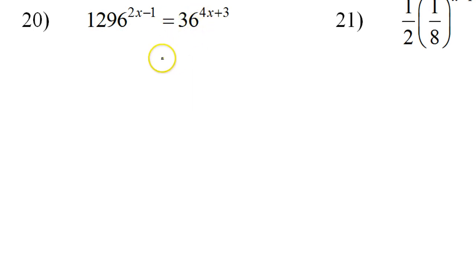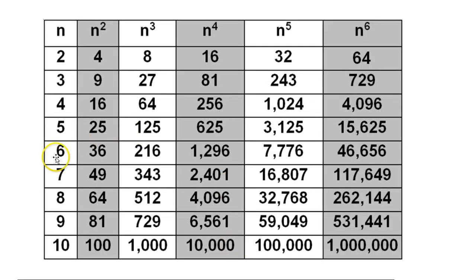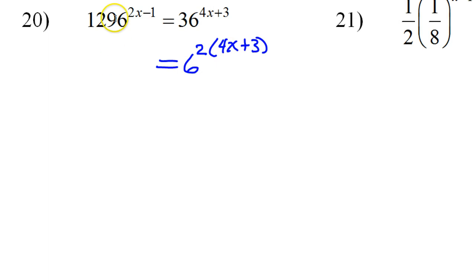Looking at the 36, and I'm thinking that's probably going to be 6 squared is the way to go. The 4x plus 3, we put that in parentheses. So 4x plus 3. Be sure to do this because we're going to have to remember to do the distributive property. Now, I'm hoping that 1,296 can be written as a base 6. Let's look at the table. All right, so there's our 6, and there's 1,296. So that is 6 to the 4th power. So 6 to the 4th power, that's 1,296.